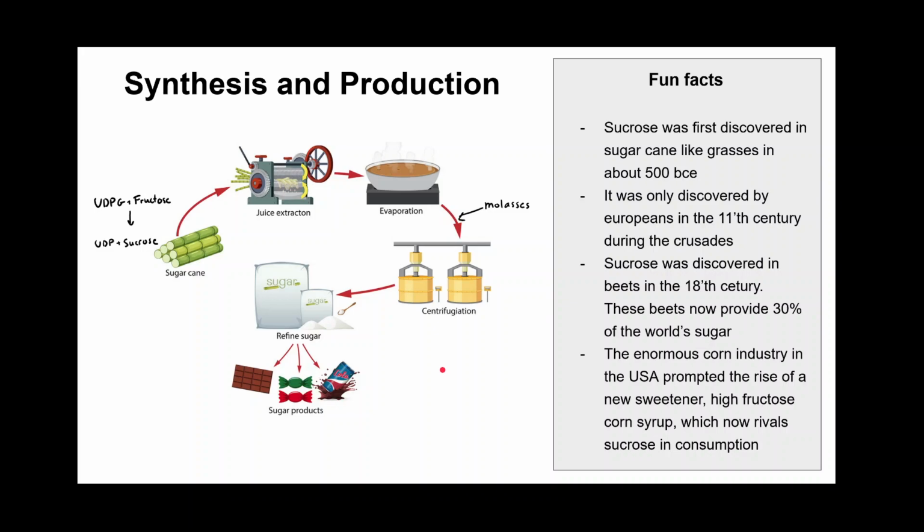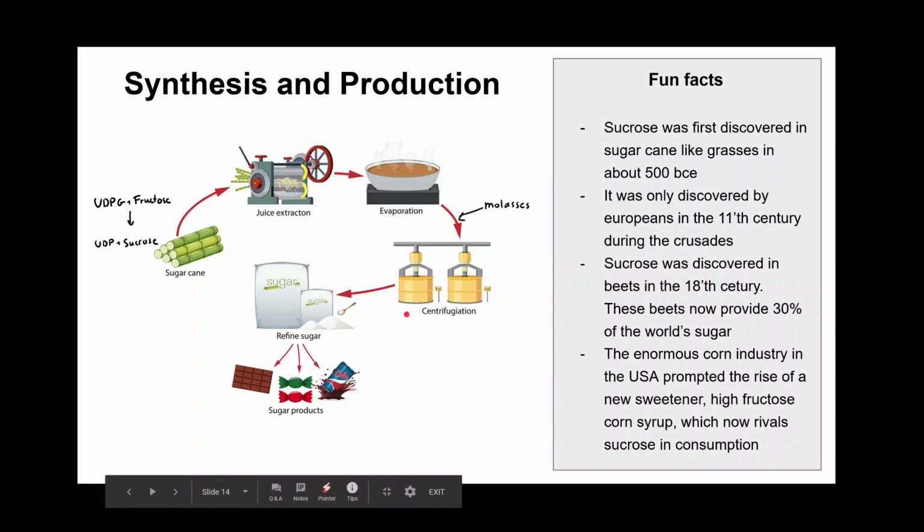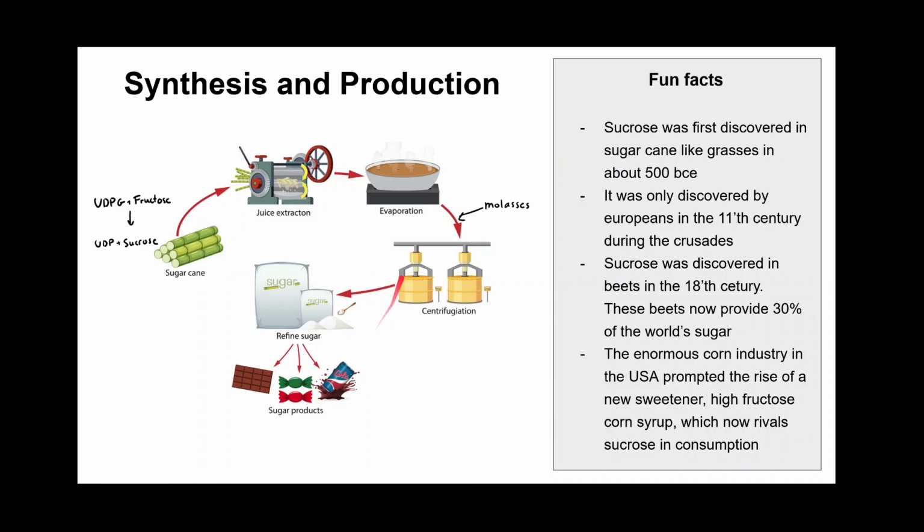And all of the extra debris that kind of make the molasses brown is removed in this centrifugation stage, where it becomes refined sugar. And if you don't refine it completely to white sugar, that's what brown sugar is. And this white sugar you're going to use to make your desserts, your candies, your chocolate, your pop, although that's not accurate. It's high fructose corn syrup.